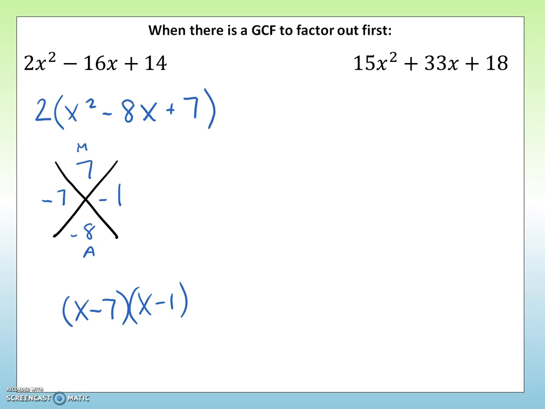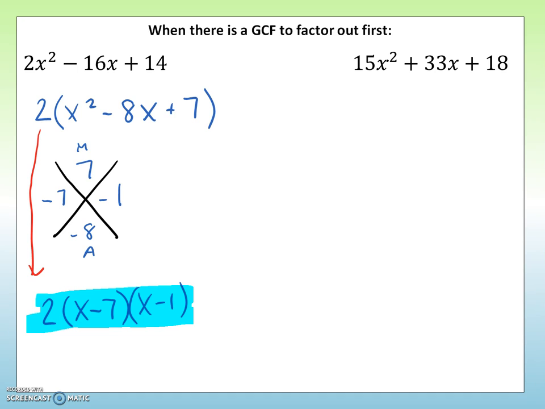But since we had a GCF at the beginning, that needs to also be brought down. Right? Because if we multiplied all of this together, it would bring us back to our polynomial form. So this is our factored form. Okay, let's try another one.